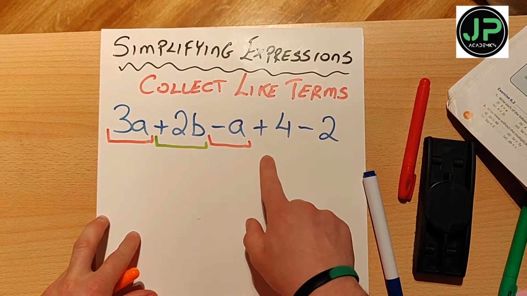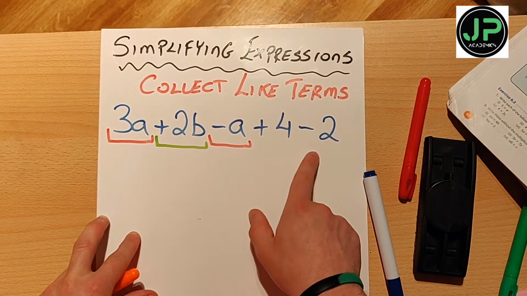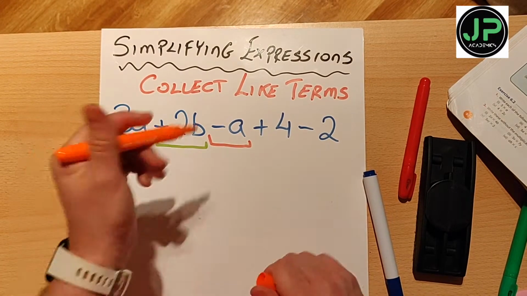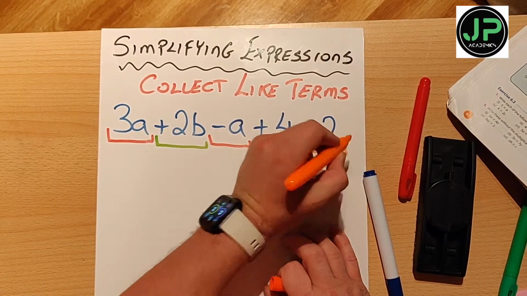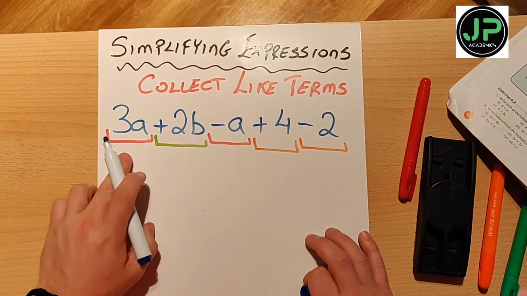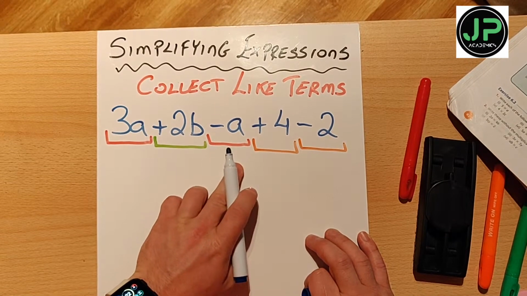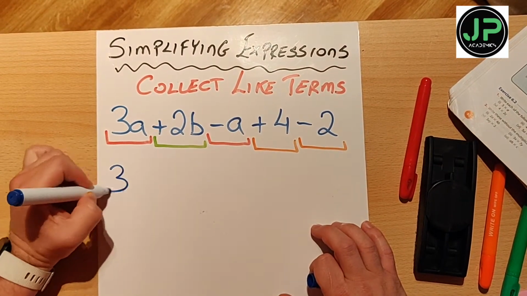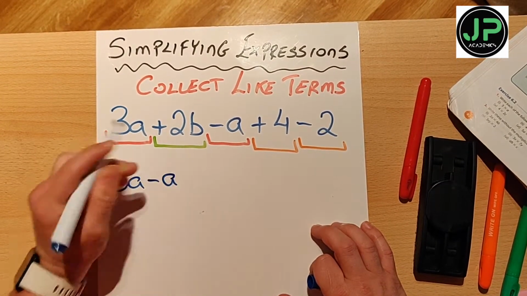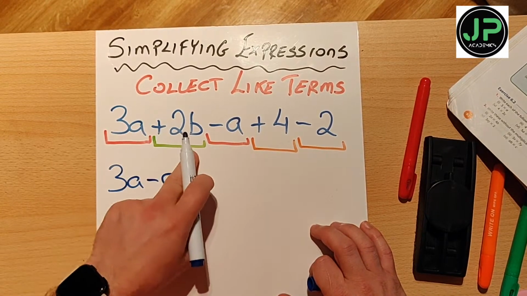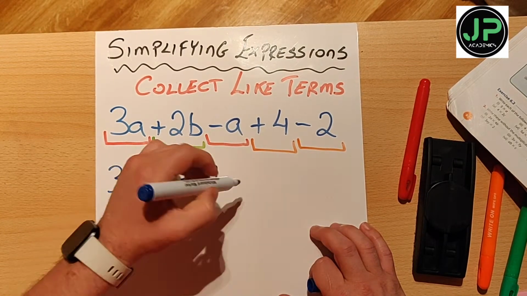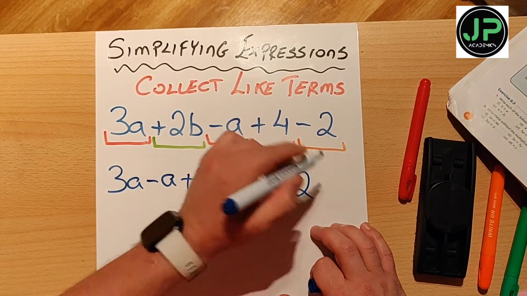And the last one is our constants. Just numbers, there's no letters. So if you want, you can think of these as money or just objects. There's 4 euros, take away 2 euros. So they can combine together. Now, as we did a while ago, I'm going to use it all in one colour to make it easier. 3a, bring the sign, minus a. This is the only b, plus 2b, plus 4 minus 2.